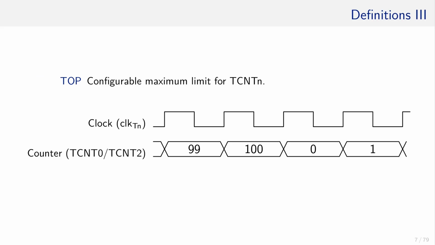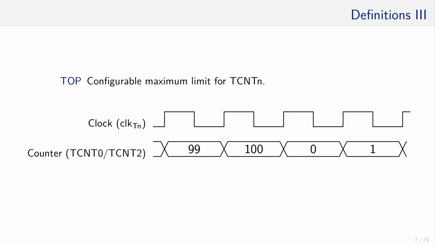And we have top. Top is the value that TCNT counts to before overflowing and restarting at the bottom. The difference to max is that top is configurable. It could be that top is equal to max, but it does not have to be. Top can be any value between max and bottom, including those values. Here in this example, top is set to 100 and although TCNT could count to higher values, after reaching top, it restarts from 0. Okay, that's all about the definitions.